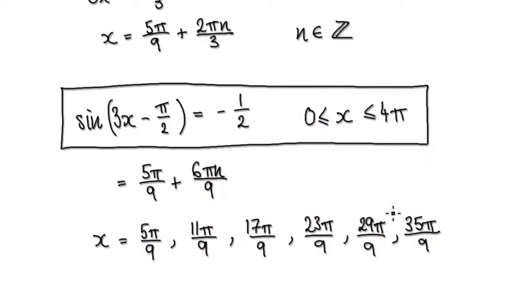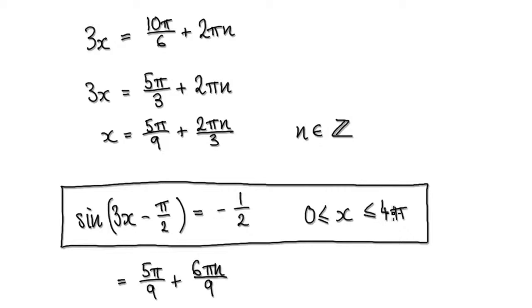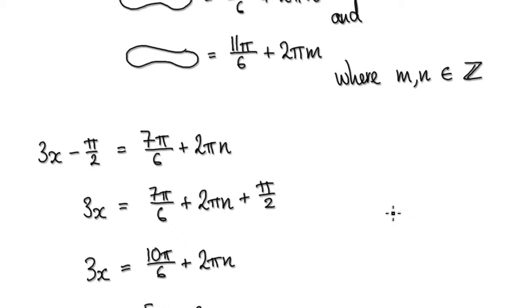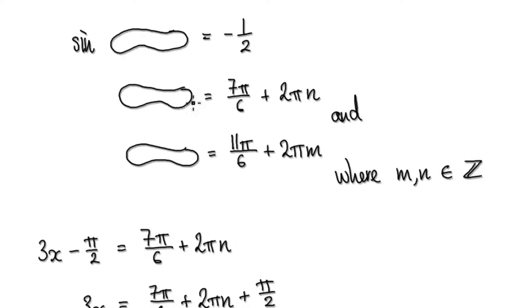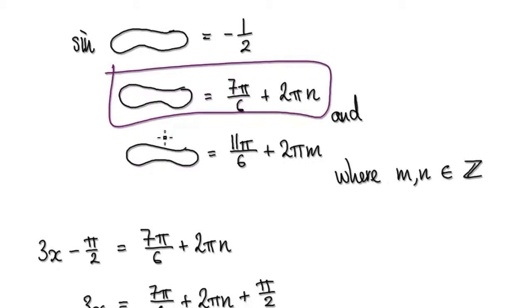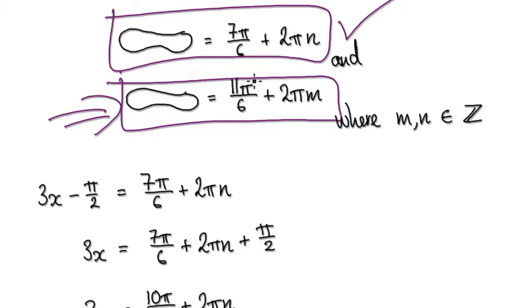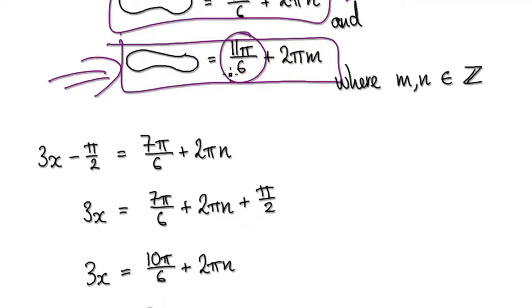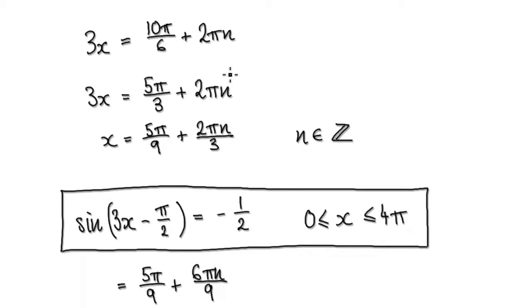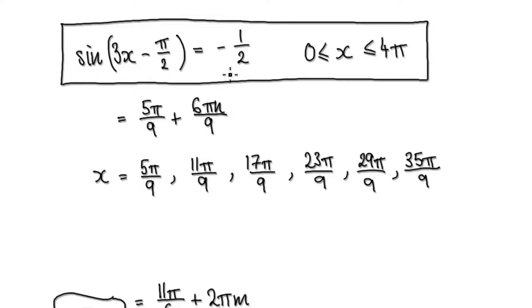Okay, so now going back to here, hang on. Right at the start of this video, we looked at this set of solutions. Now this has been taken care of, and we need to look at this set of solutions. Looking at this, remember it's 11 pi over 6. Hang on, 11 pi over 6.